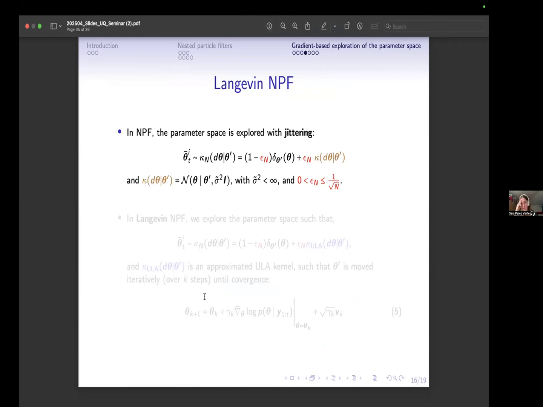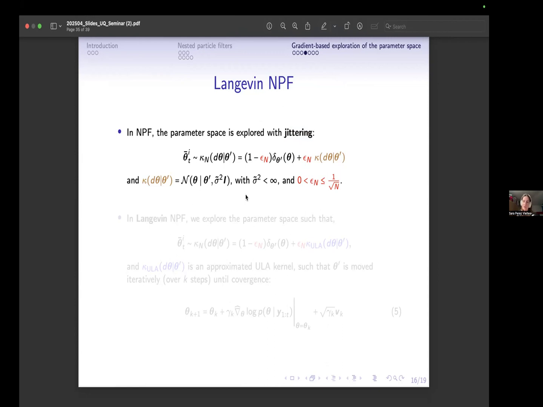Yeah, so if we do this, we are still working on it, still coding it, and I'm still not sure how well this will work. We would be changing this. In the MPF, in the original one, we were doing the jittering step, right? Where for a subset of particles, epsilon n, we were applying this kernel kappa, that in our case was just random noise, a Gaussian noise.